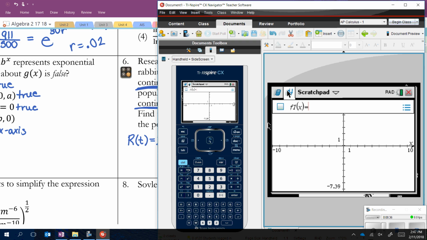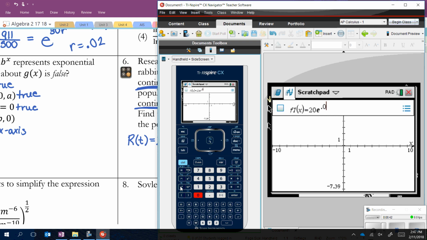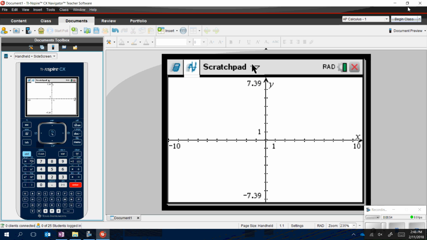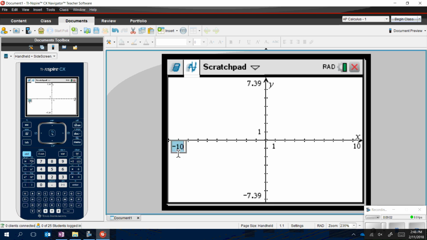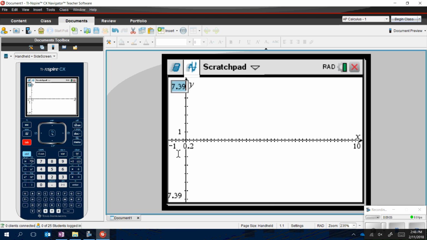So let's go in here. 20e to the 0.05x, 30e to the 0.03x. Now you can't see a gosh darn thing, and that's not because your calculator is broken. That's because your brain is broken. You're not thinking about what we're talking about here. We're talking about time, right? So I don't care about -10. I like to make this -1.